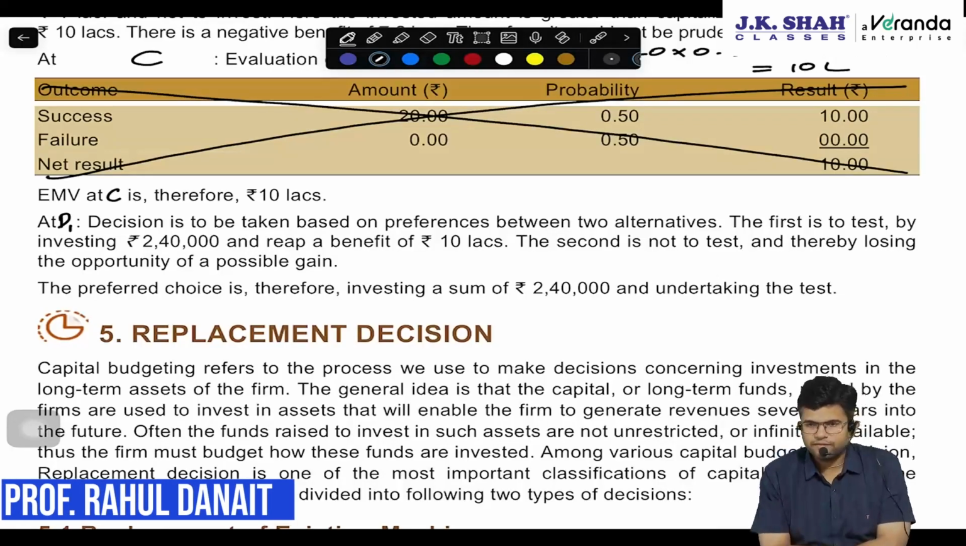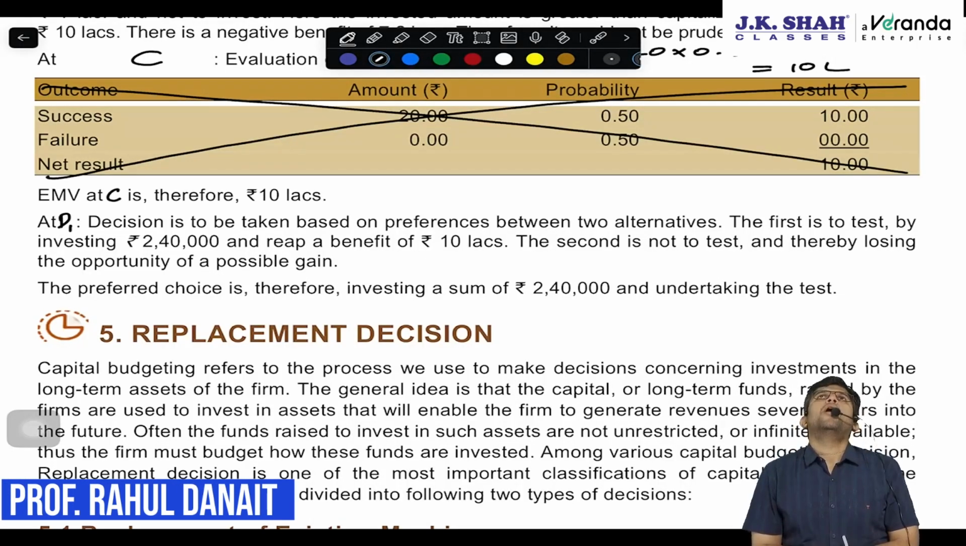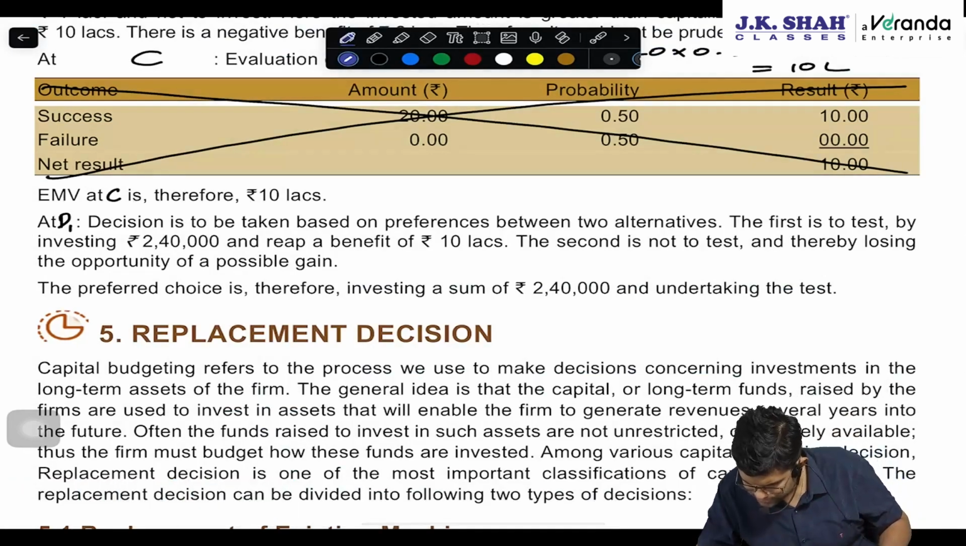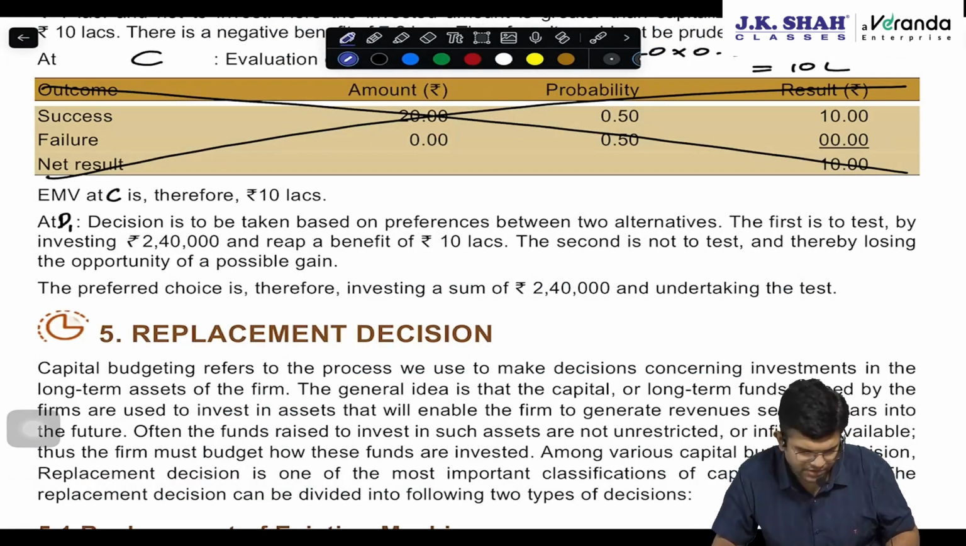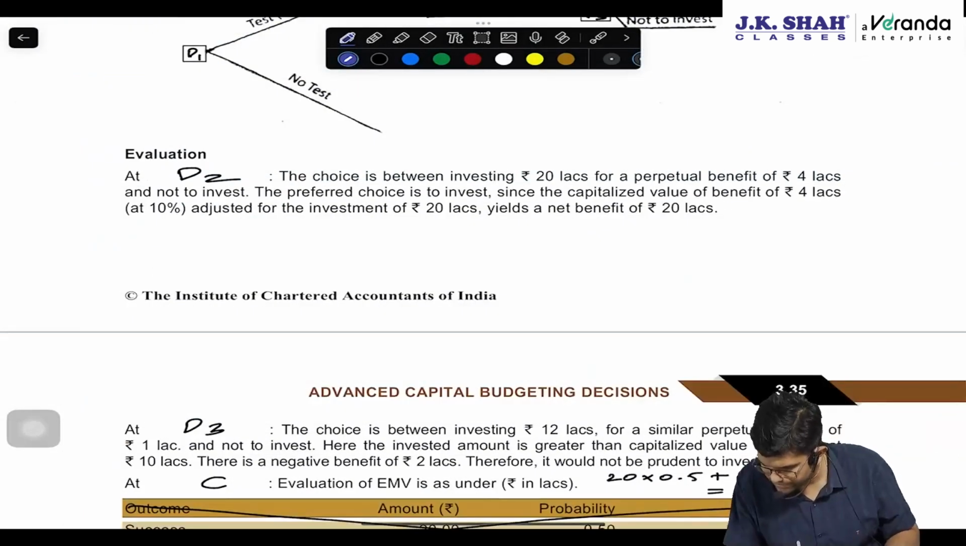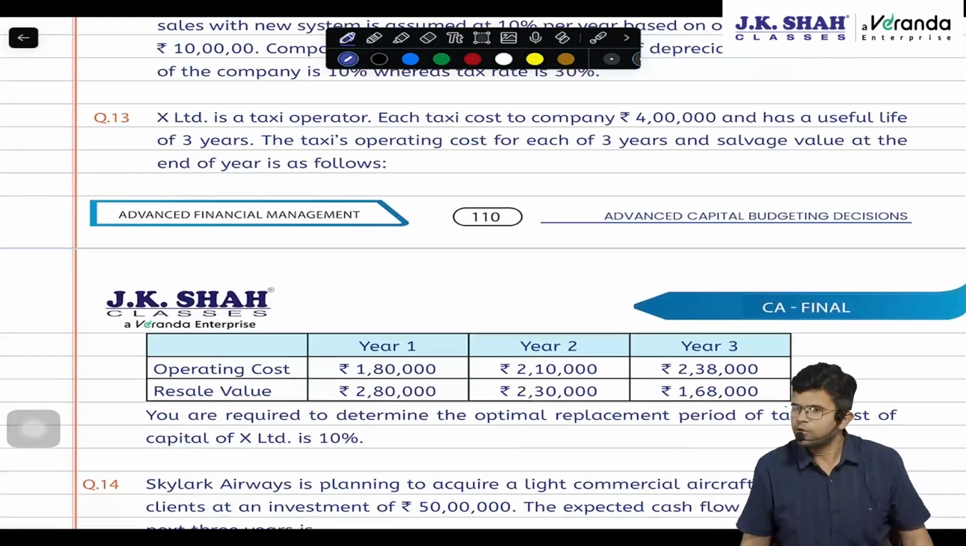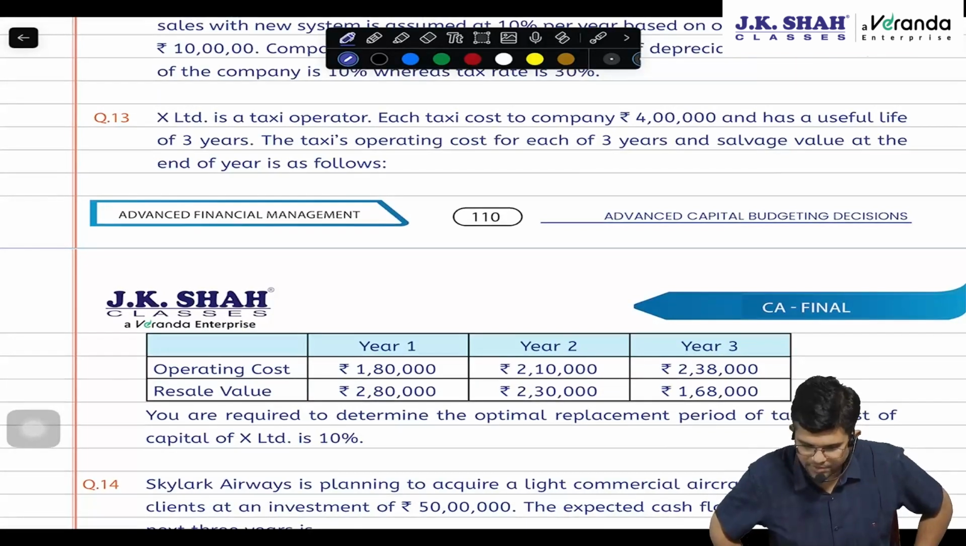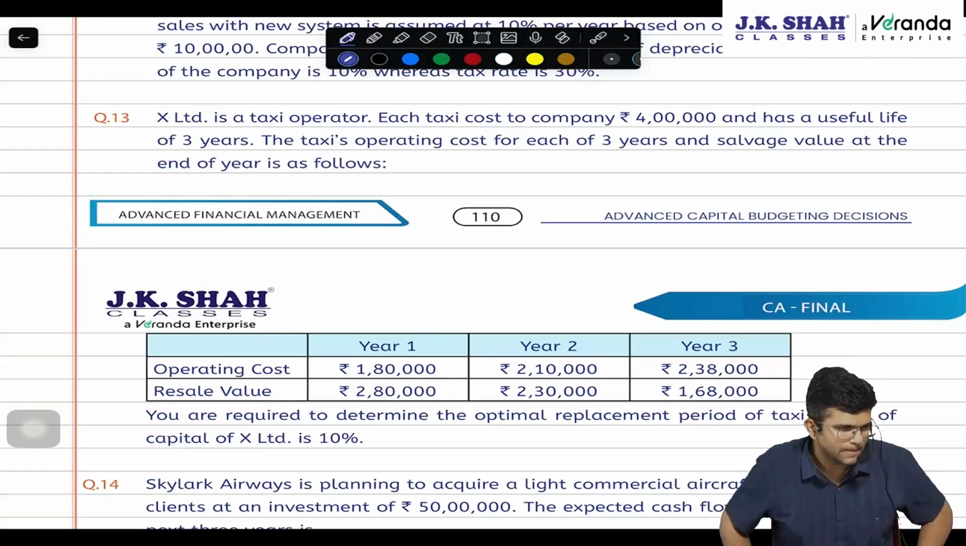In the notebooks, give heading Module 5, Optimum Replacement Cycle. I will teach you what this is through question number 13. Please everyone come to question 13. Module 5, you give heading Optimum Replacement Cycle.